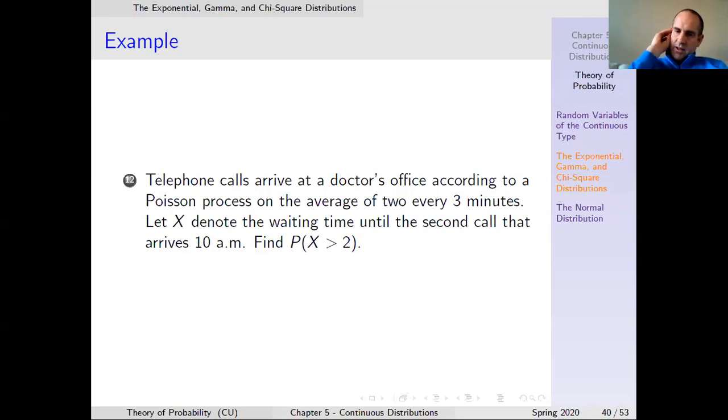So what is lambda in this particular case? Well, lambda is 2, okay? So lambda is 2. So beta is equal to 1 over 2, in this particular case. So let's go over and figure this out.